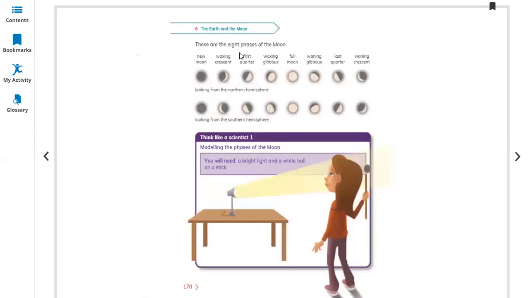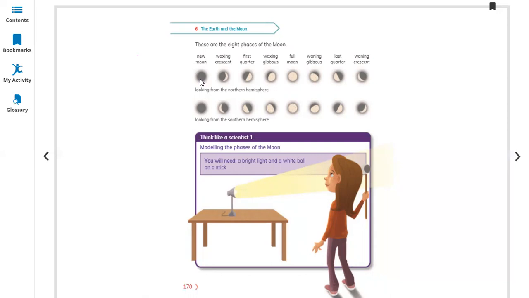There are 8 phases of the moon, each with a different name. You should know about the new moon. It appears for only 15 to 20 minutes. At the start of any new month, you will see the new moon. On the first day, it only shows for 15 to 20 minutes.